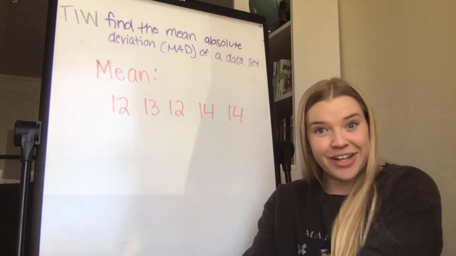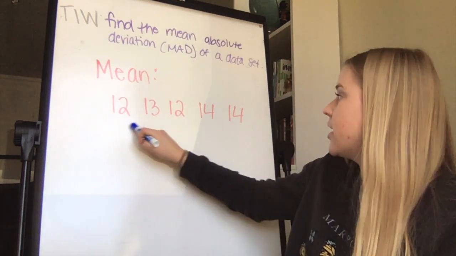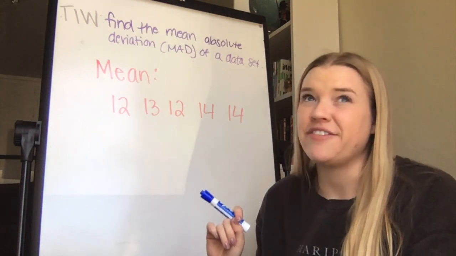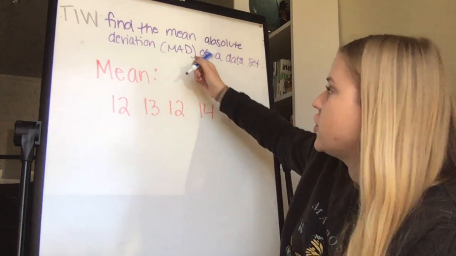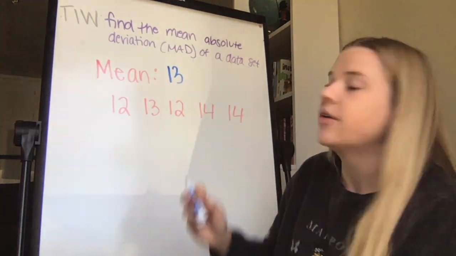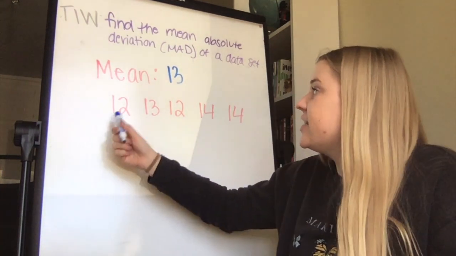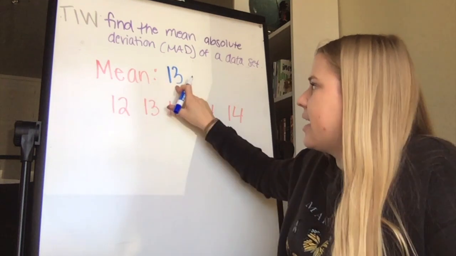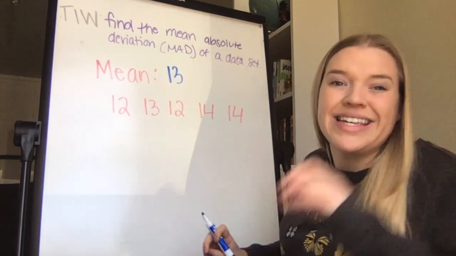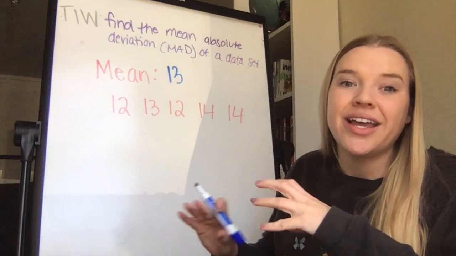You should have got 13. So if you added up all these numbers, I want to say it's 65 divided by 5, which is 13. So our mean is 13. So my second step now is finding the difference. How different is this number from all of these numbers? What's the absolute deviation of these numbers?